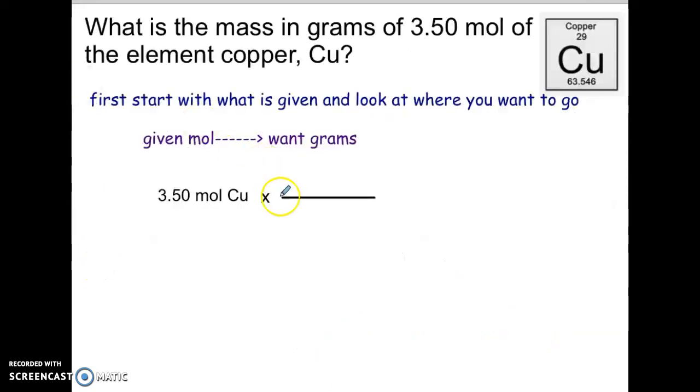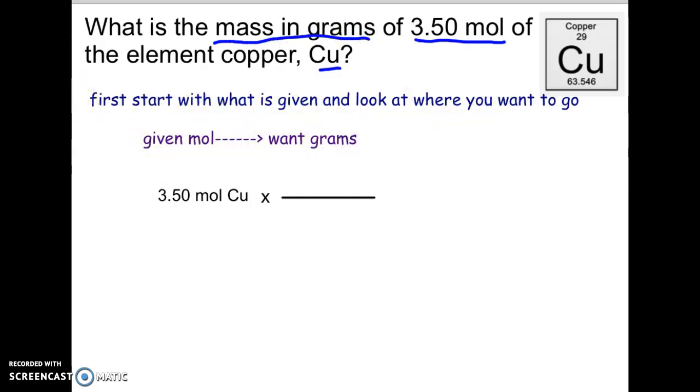All right, if you were asked to do a mole conversion, here's an example problem. It says, what is the mass in grams of 3.50 moles of the element copper? First, start with what is given and look at where you want to go. You were given 3.50 moles of copper, and you want to get to grams.